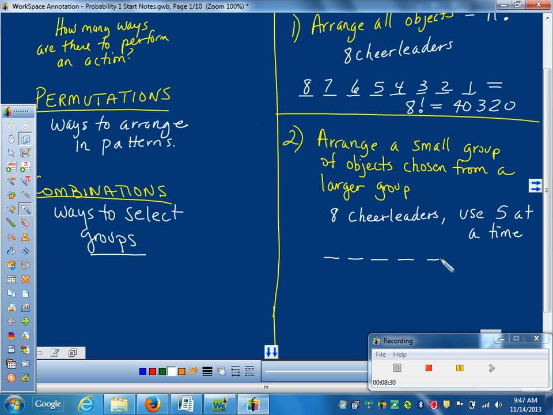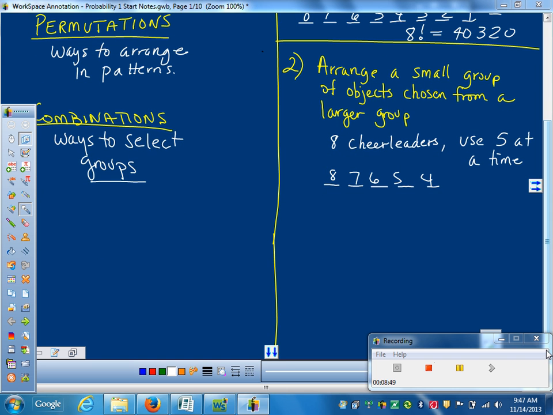Because you could go, okay, I want to only use 5. How many would I have for the first spot? Then, but I can't use 8 factorial then, because that factorial always goes all the way down to 1. The number, another symbol, isn't it? Do you remember the nPr notation?